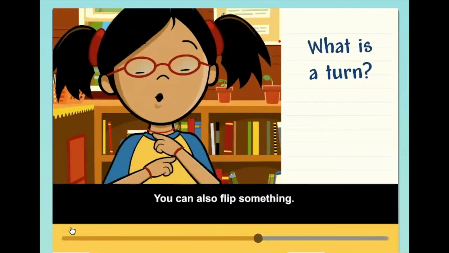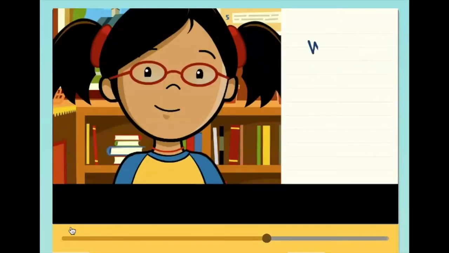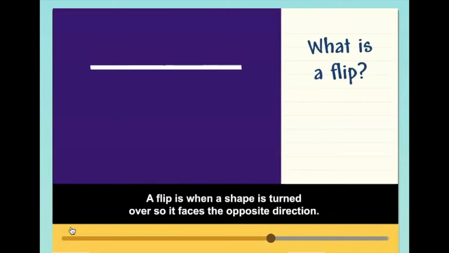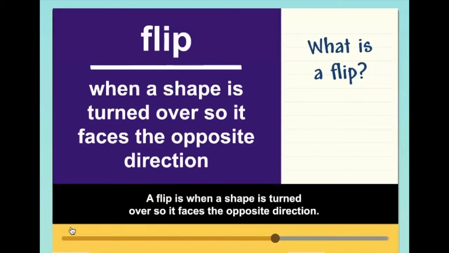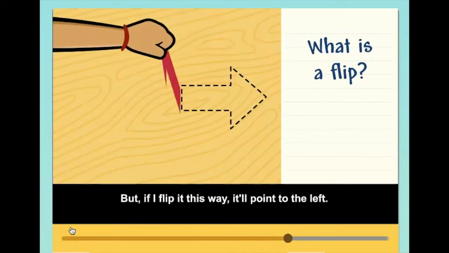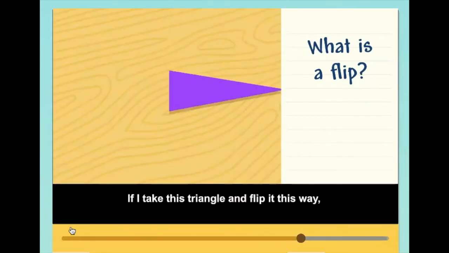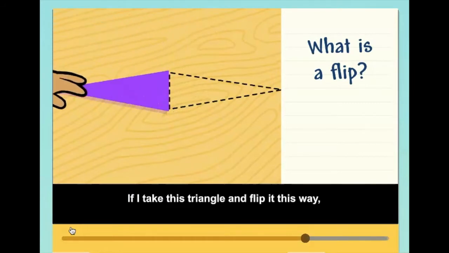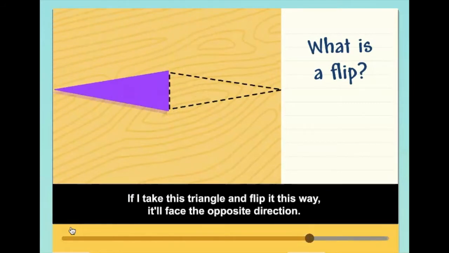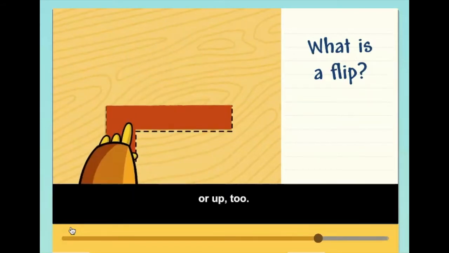You can also flip something. What is a flip? A flip is when a shape is turned over so it faces the opposite direction. This arrow points to the right. But if I flip it this way, it'll point to the left. It'll face the opposite direction. If I take this triangle and flip it this way, it'll face the opposite direction. You can flip shapes down or up too.